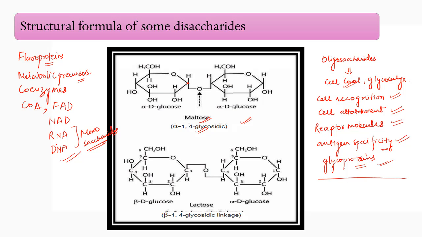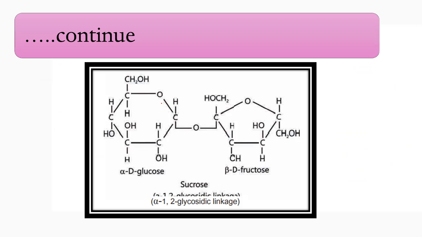Ribulose 1,5 bisphosphate is a phosphorylated pentose sugar, a monosaccharide, which is the most abundant sugar of this organic world. So all these are the examples, the structures of disaccharides and monosaccharides. This is sucrose, with an alpha 1,2 glycosidic linkage. Basically, the free aldehydic group is involved in the glycosidic formation. That is why it is not a reducing sugar.